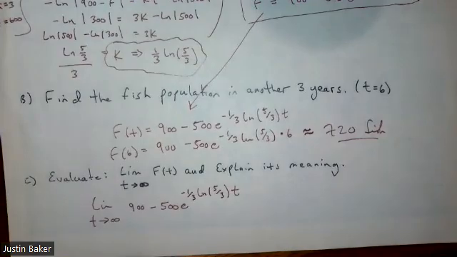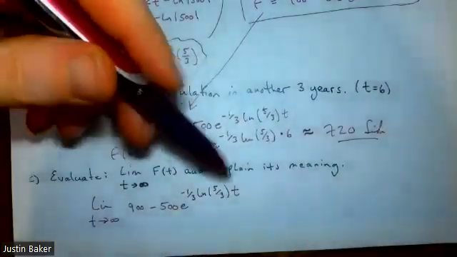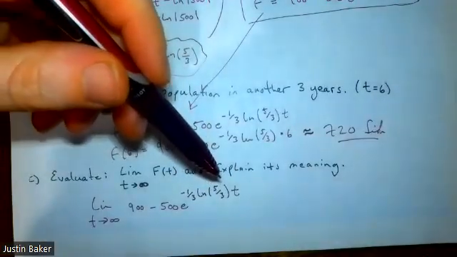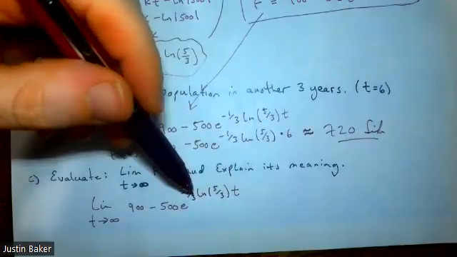All right, anybody have any ideas, thoughts, comments? Any idea what would happen as this gets really big, the t value? Because there's a negative in front of the exponent, I think it's gonna get really small. Okay, so yeah, that's exactly right.